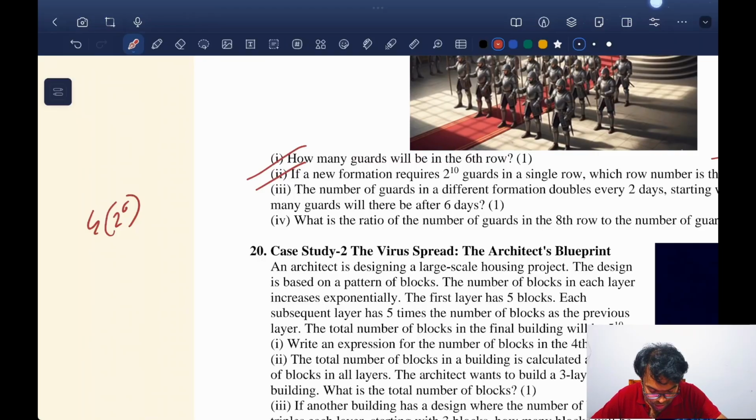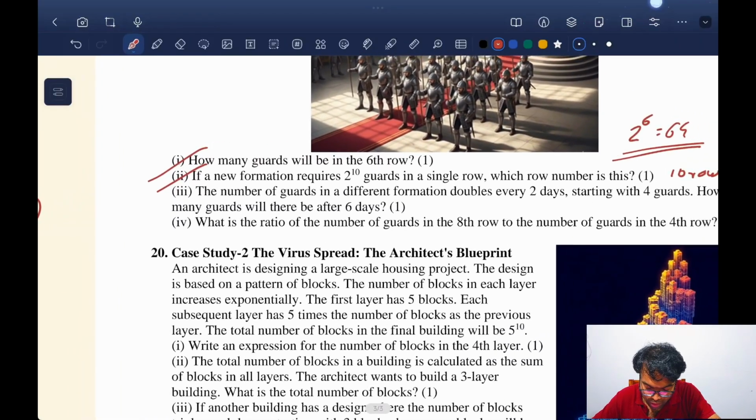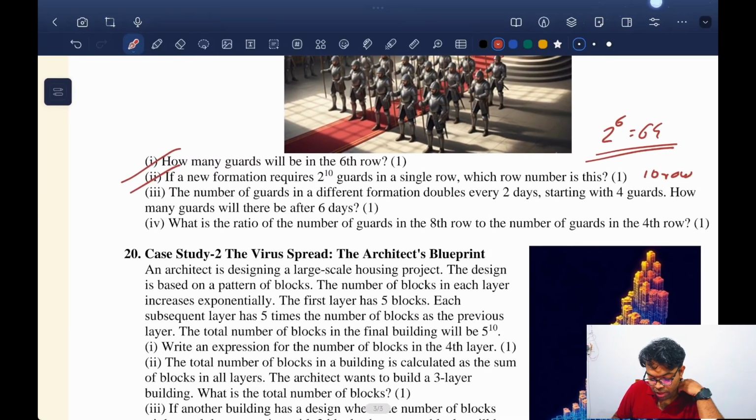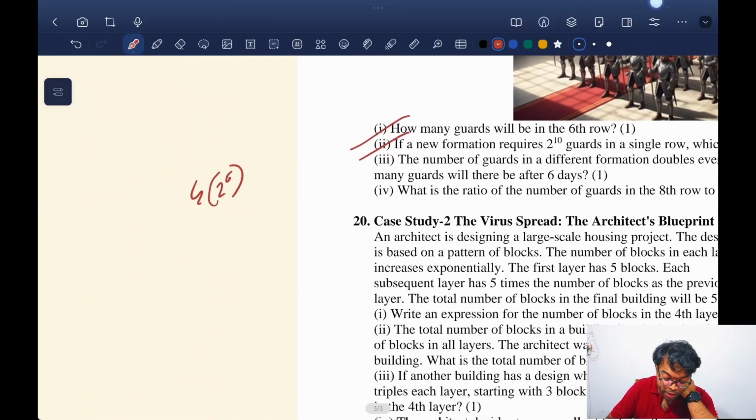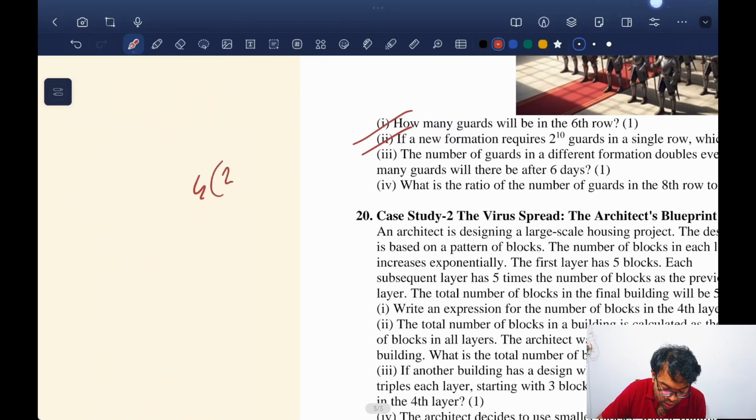Read, you started with 4. ठीक है. The number of guards in a different formation doubles every 2 days, starting with 4 guards. How many guards will there be after 6 days? Oh sorry, it won't be 2 to the power of 6. Doubling हो रहा है हर 2 दिन में. तो 2 दिन में डबल हो रहा है, तो 6 दिन में कितनी बार डबल होगा? 3 बार डबल होगा. 4 into 2 to the power of 3.